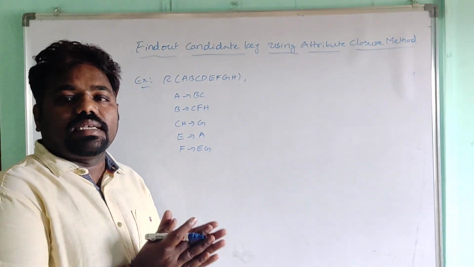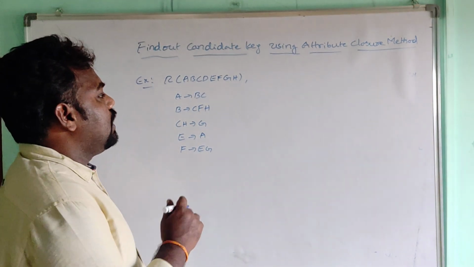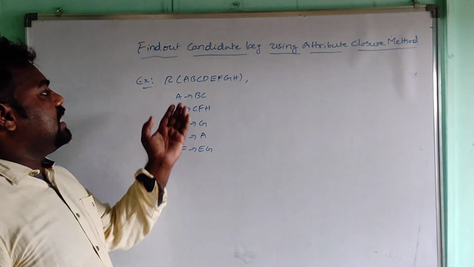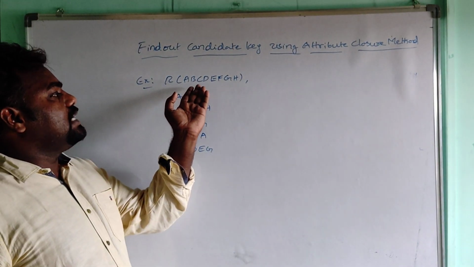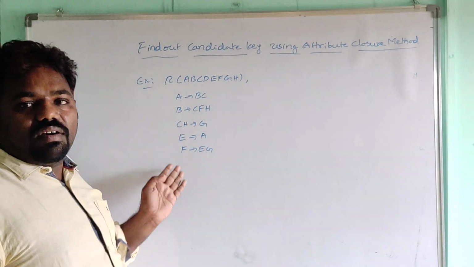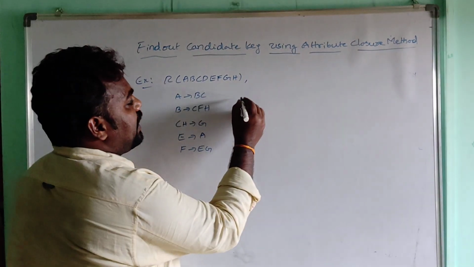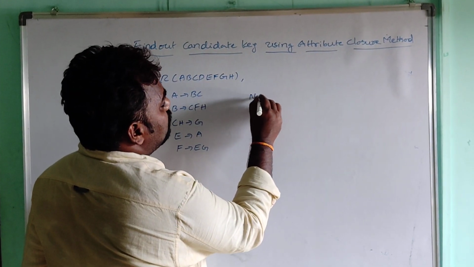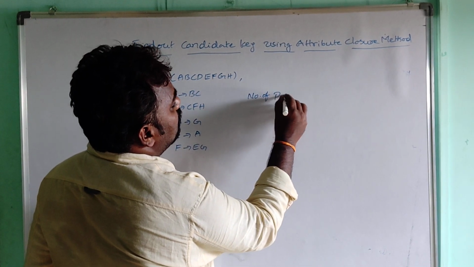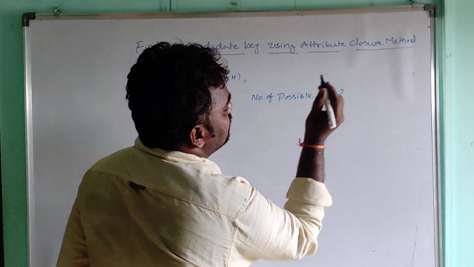We'll see one more example for finding the candidate key. The given relation contains 7 attributes, that is A, B, C, D, E, F, G. These are the set of functional dependencies. Here we need to find out the number of possible candidate keys for this relation.